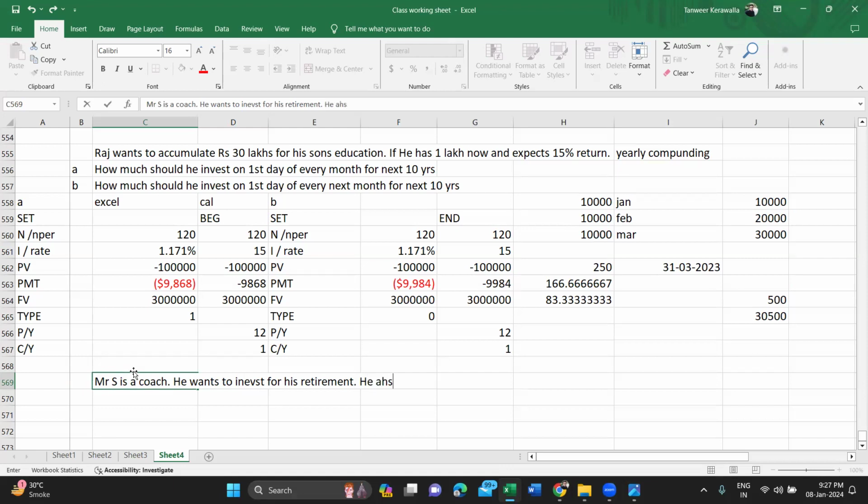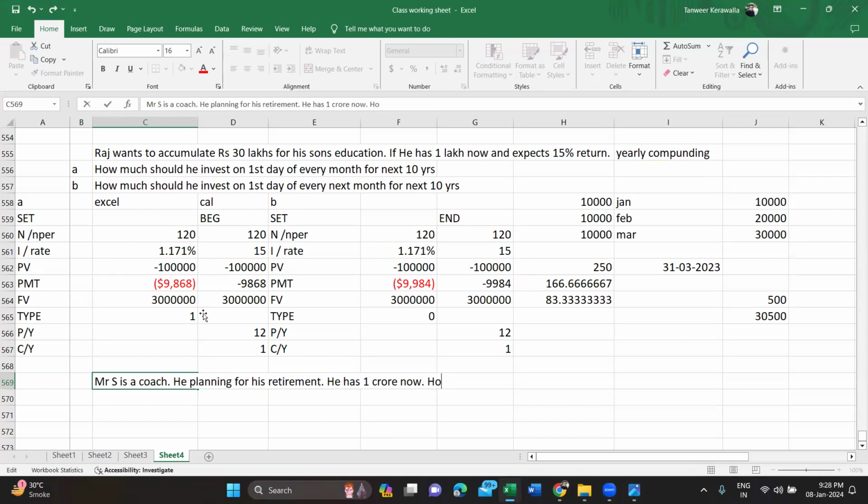He has 1 crore already, right? Actually, the term I've used is wrong. He is planning for his retirement, right? So he has 1 crore now. 1 crore he already has.